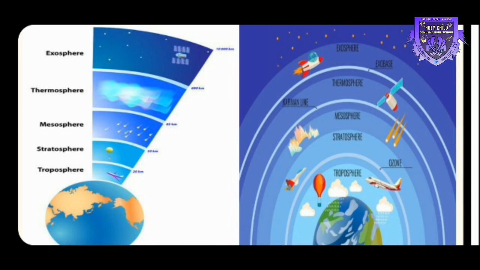Ionosphere. What is ionosphere? The layer of the atmosphere that reflects radio waves is called ionosphere. Fifth one, exosphere. It is the last layer of the atmosphere. Its temperature varies. At night, it becomes freezing cold, while in daytime, it can be very, very hot. In this layer, atoms and molecules are found and satellites orbit the earth.